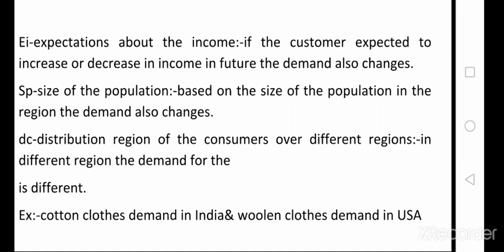The next determinant factor is the size of the population.